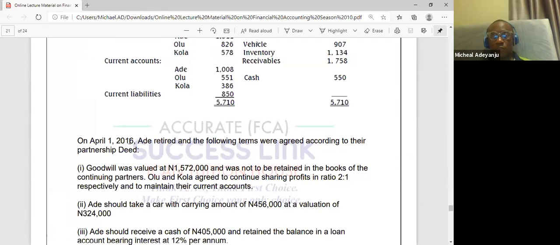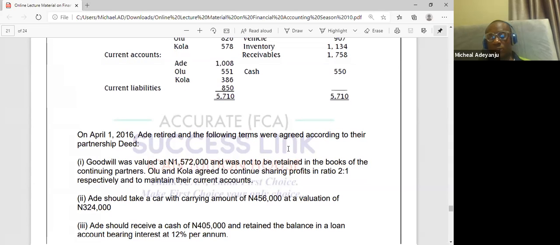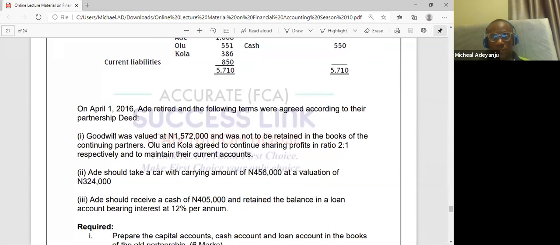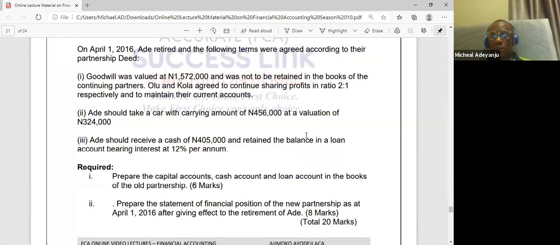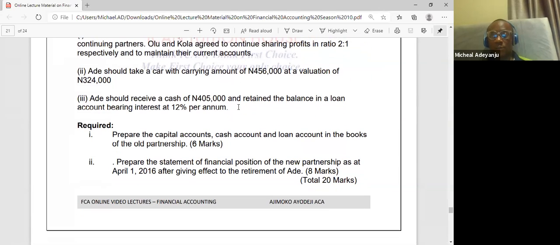On April 1st, 2016, Ade retired and the following terms were agreed according to their partnership deed. Goodwill was valued at 1.572 million and was not to be retained in the books of the continuing partners. Olu and Kola agreed to continue with a profit sharing ratio of 2:1, respectively. They are to maintain their current accounts.